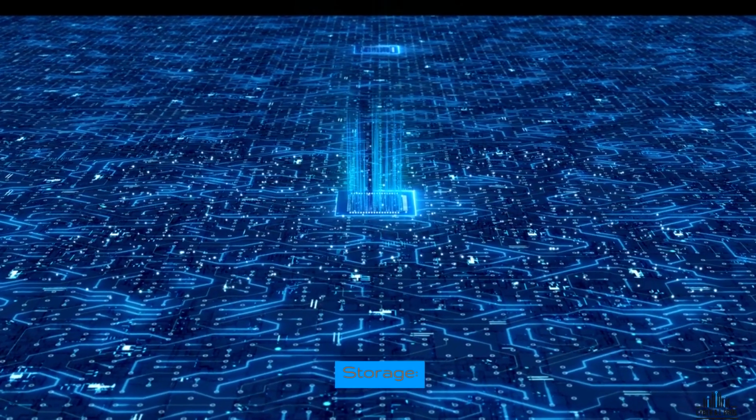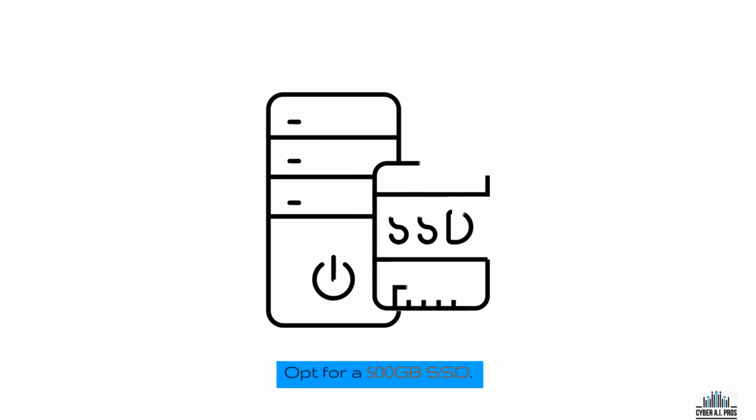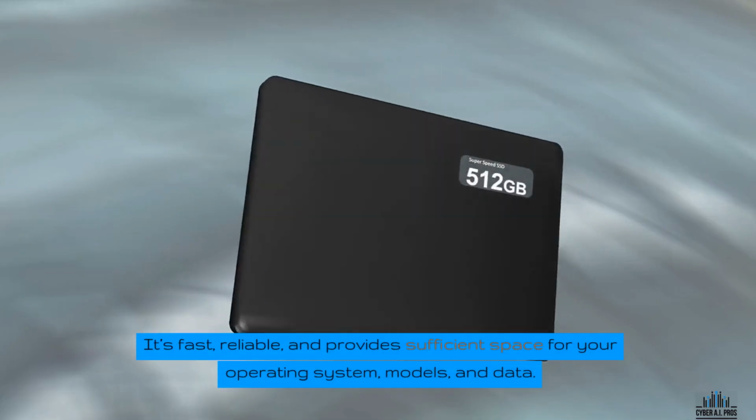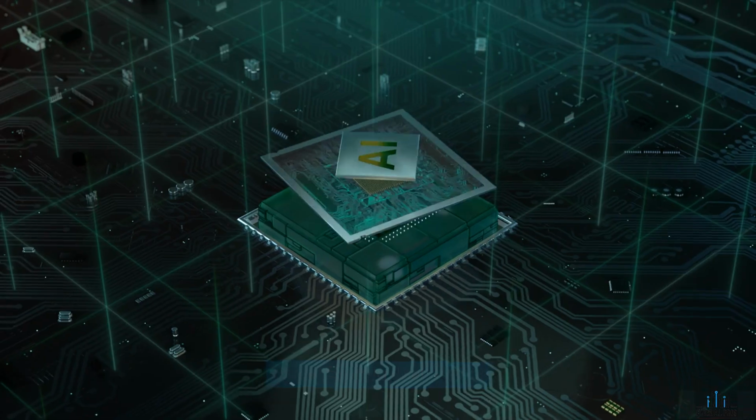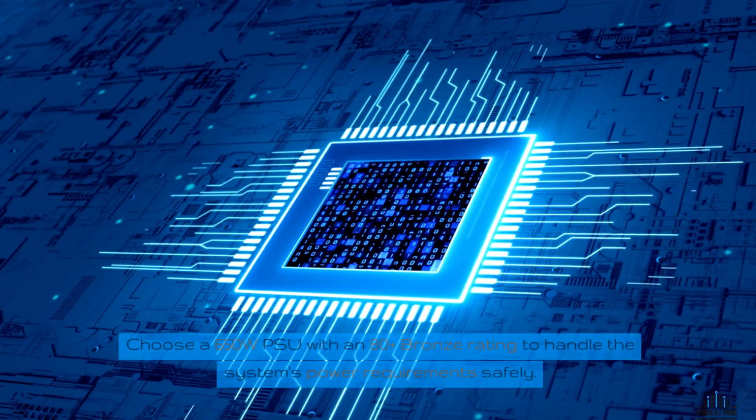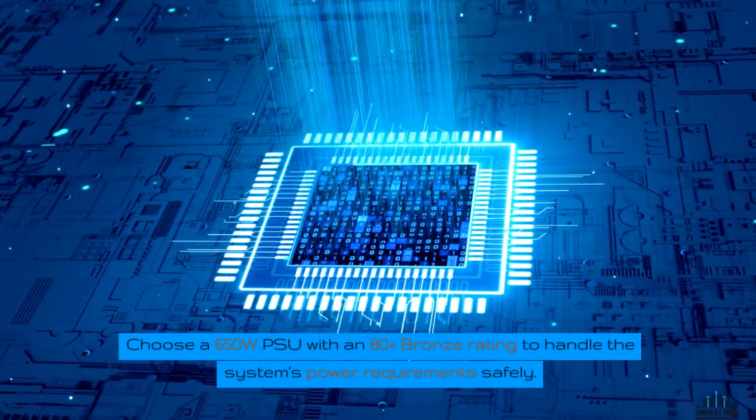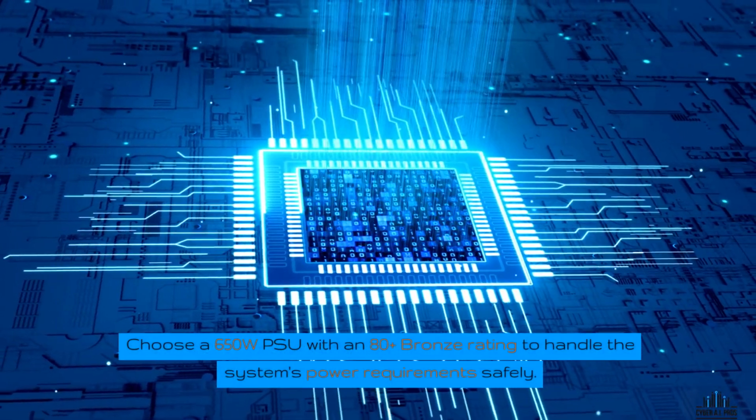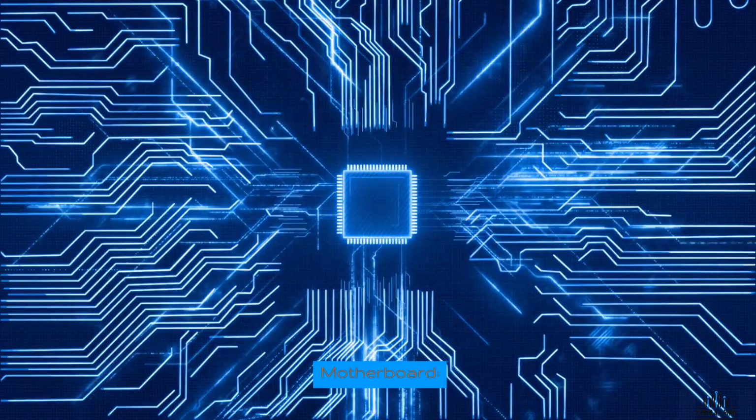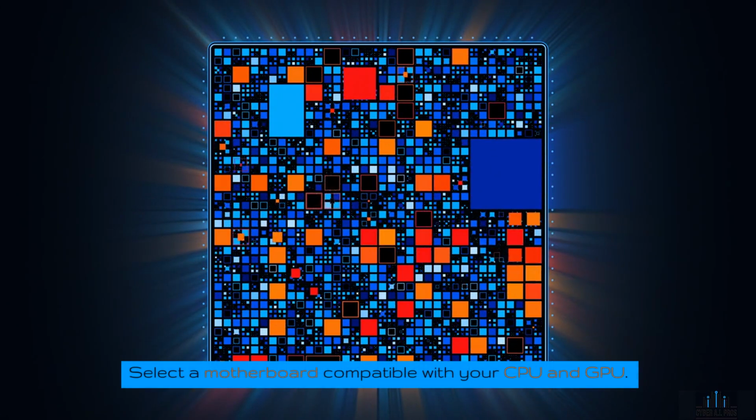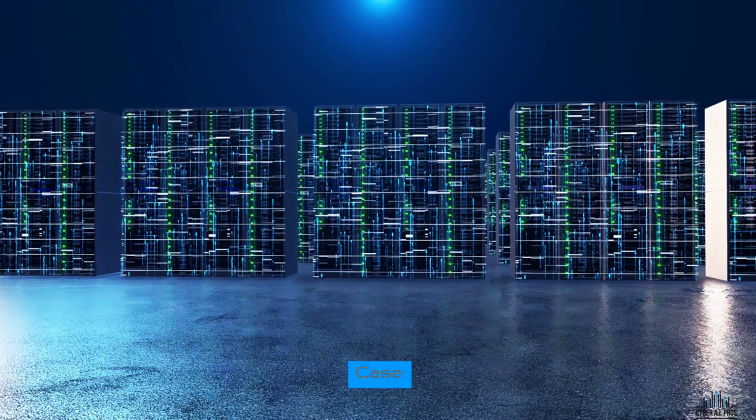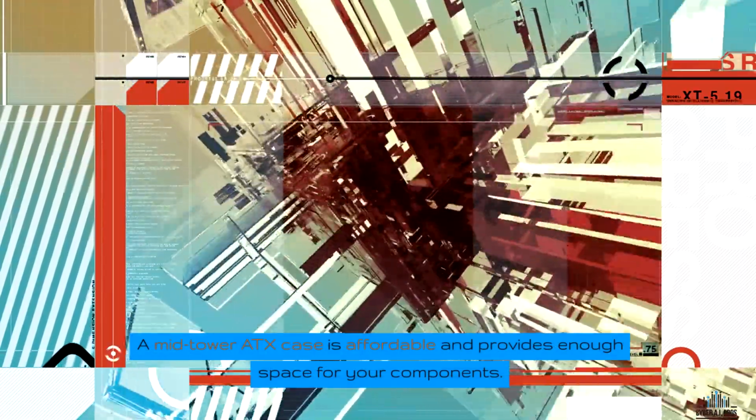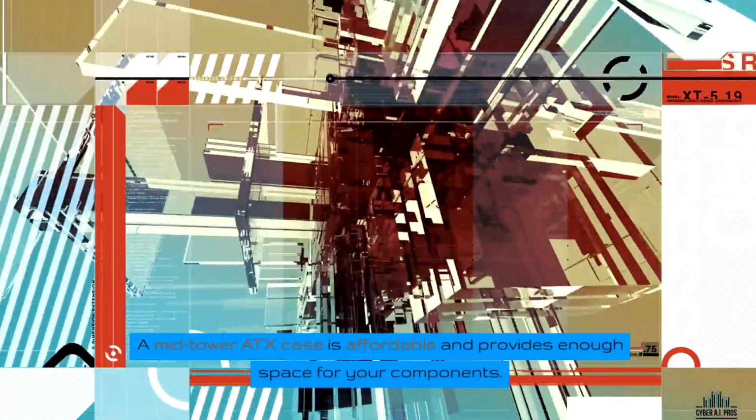Storage. Opt for a 500GB SSD. It's fast, reliable, and provides sufficient space for your operating system, models, and data. Power supply unit, PSU. Choose a 650W PSU with an 80+ Bronze rating to handle the system's power requirements safely. Motherboard. Select a motherboard compatible with your CPU and GPU. Look for one that supports DDR4 RAM and has PCIe slots for the GPU. Case. A mid-tower ATX case is affordable and provides enough space for your components.